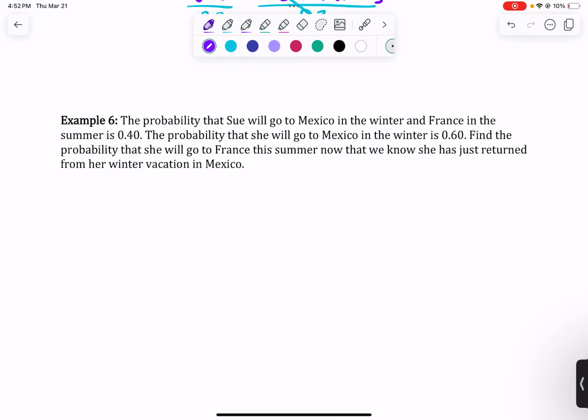I need to name some events. I've got Sue going to Mexico. I have her potentially going to France. So I'm going to use M and F. M is Sue goes to Mexico, and F is Sue maybe going to France.